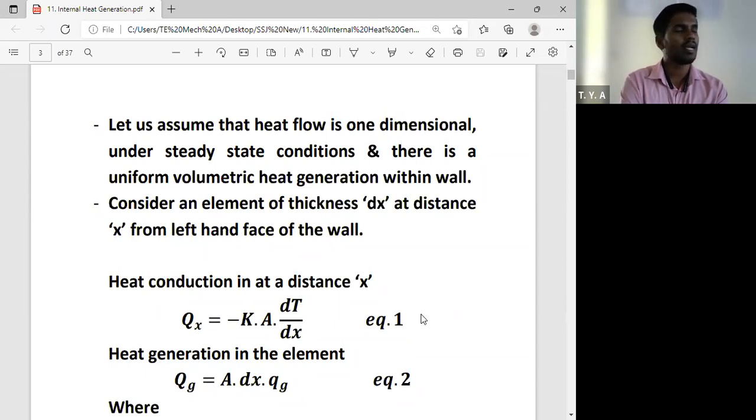Okay. Then heat generation in the element. Okay. So capital Qg is nothing but volume into small qg. Already we have discussed that equation.